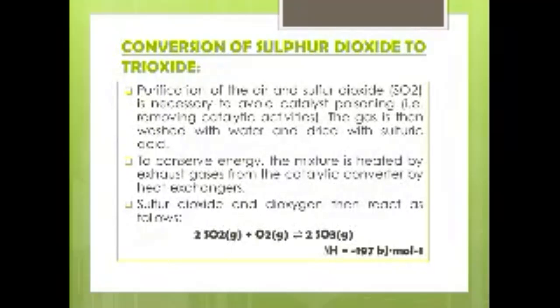So the third step is conversion of sulfur dioxide to sulfur trioxide. The purification of air and sulfur dioxide is necessary to avoid catalyst poisoning, for example, removing catalytic activities. The gas is then washed with water and dried with sulfuric acid. To conserve energy, the mixture is heated by exhaust gases from the catalytic converter by heat exchangers. Sulfur dioxide and dioxygen react and form sulfur trioxide, and the heat of reaction, minus 197 kilojoules per mole, is released.